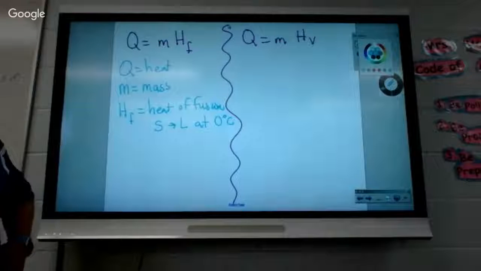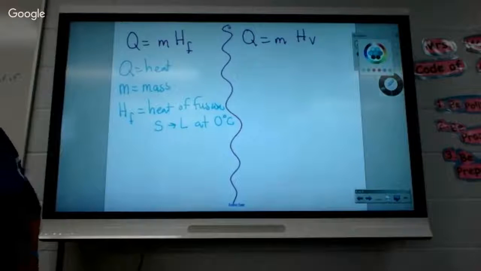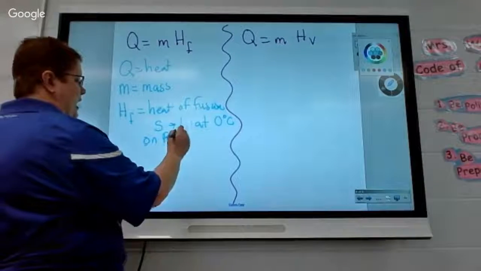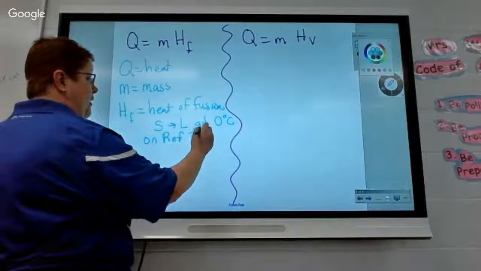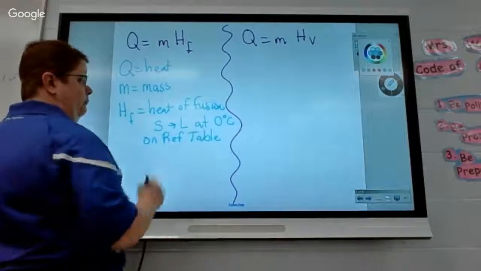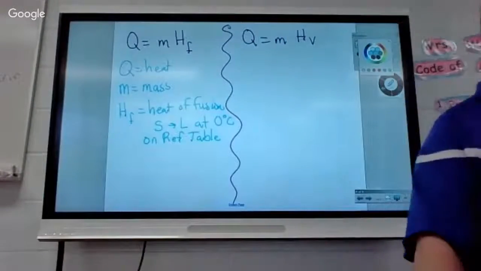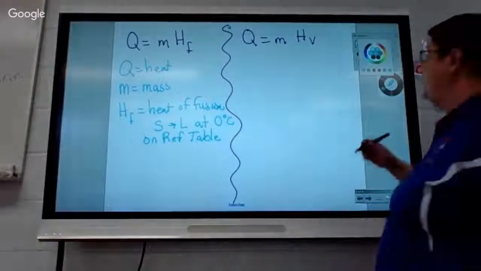Now, where are you going to find the heat of fusion number? That's right, it's on the reference table. That's why I pointed it out to you. Now, again, we're only using the heat of fusion for water. You're not going to have to find a different number.